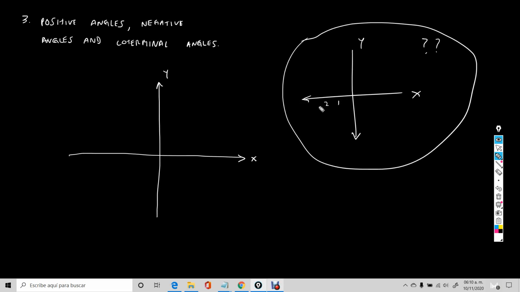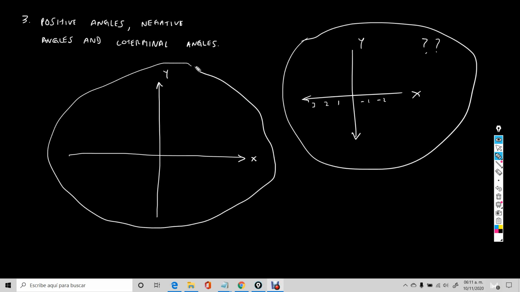So 1, 2, 3, -1, -2, etc. And the same for y. There's nothing wrong about this. The fact that most of the time we do it this way is just a convention, guys. It's just a habit, but there is nothing wrong with this as long as you set down your arrows.